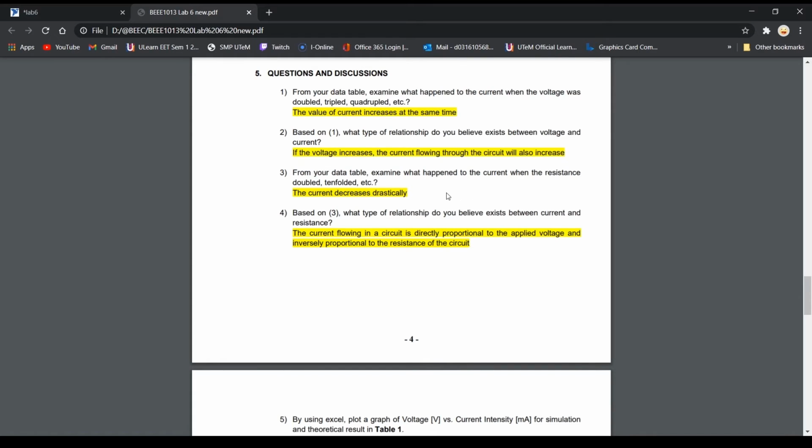So what happened to the current is the current will decrease drastically. So it will drop from a high number to a very low number. So when there is current and resistance in a circuit, the current flowing in the circuit is directly proportional to the applied voltage and inversely proportional to the resistance of the circuit.